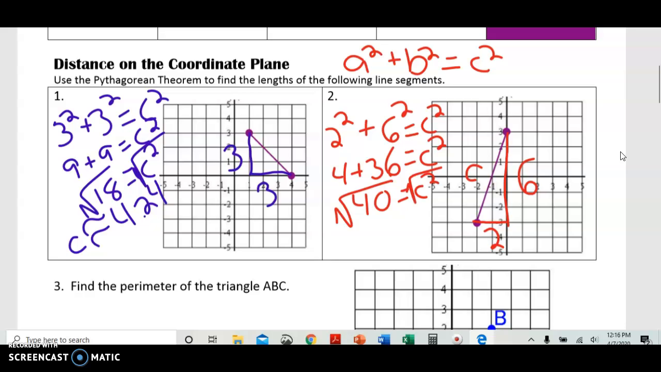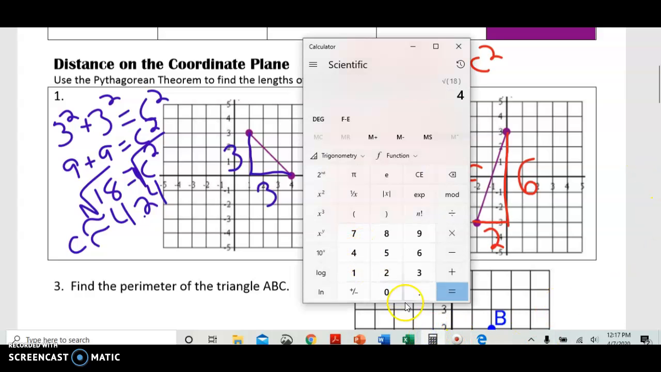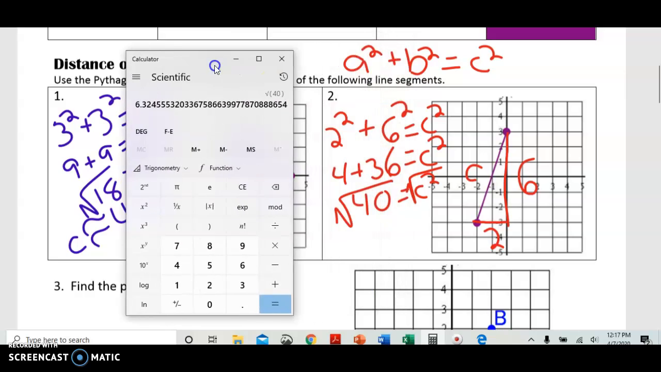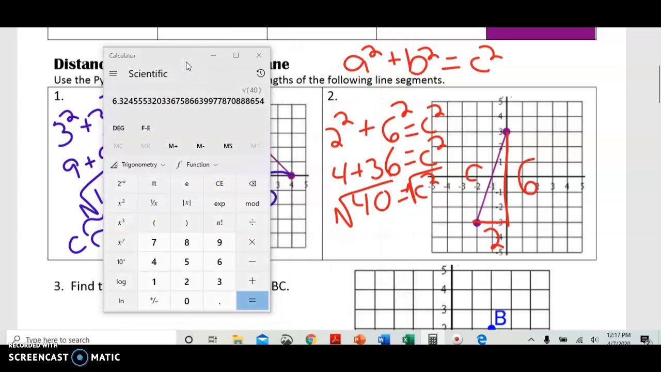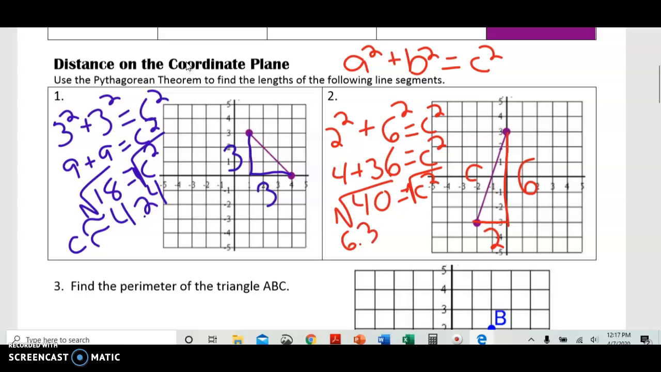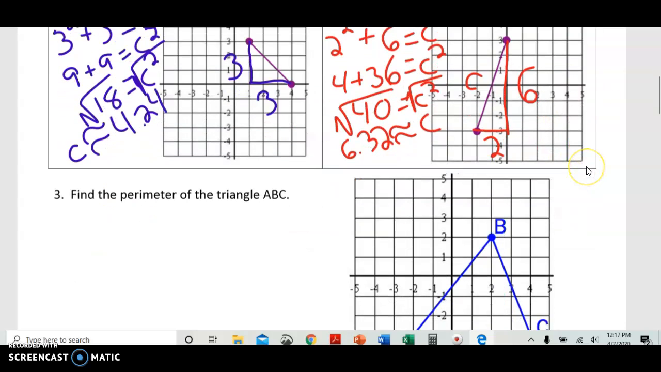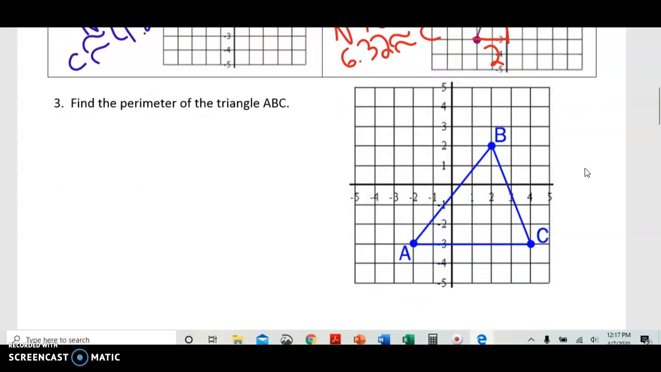Let's pull out our trusty calculator here. Oops, wrong mouse. So 40, the square root of it. We're going to have approximately 6.32. So we know that 6.32 is approximately c. Not too bad. You guys are capable of drawing straight lines. I know you are. All right, now it wants us to find the perimeter of ABC.